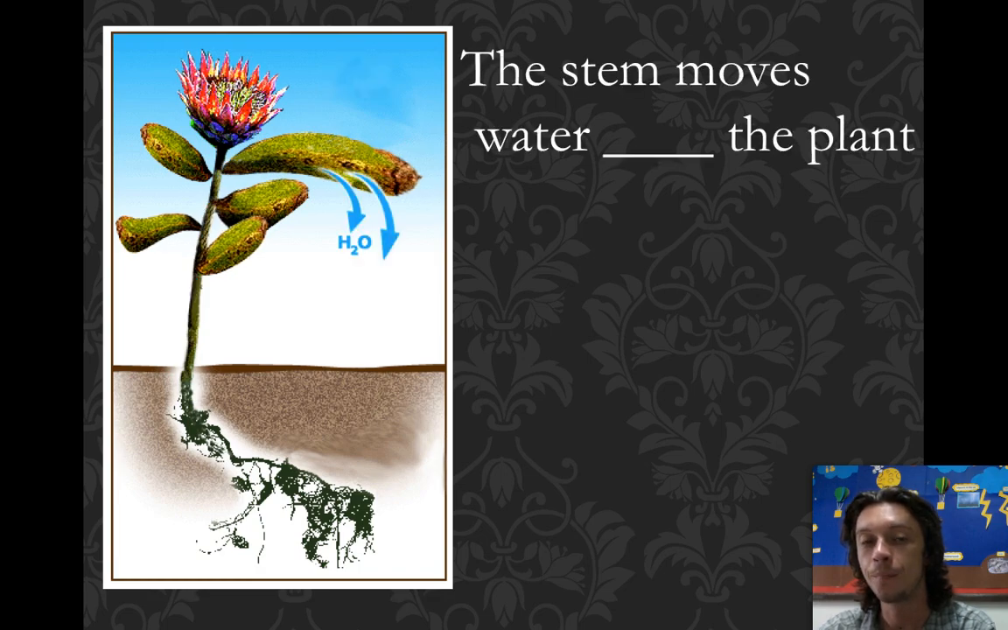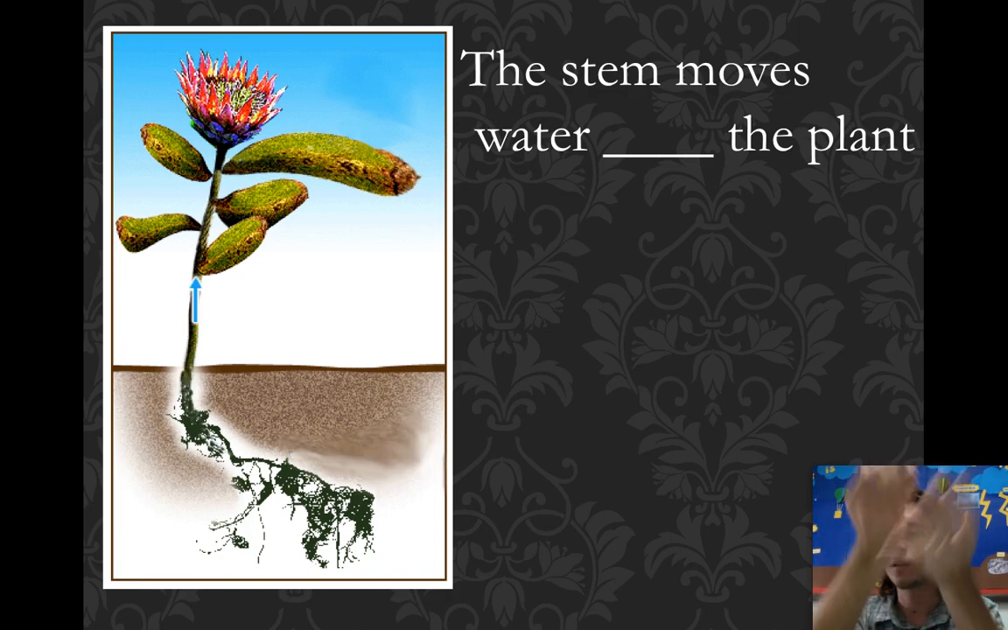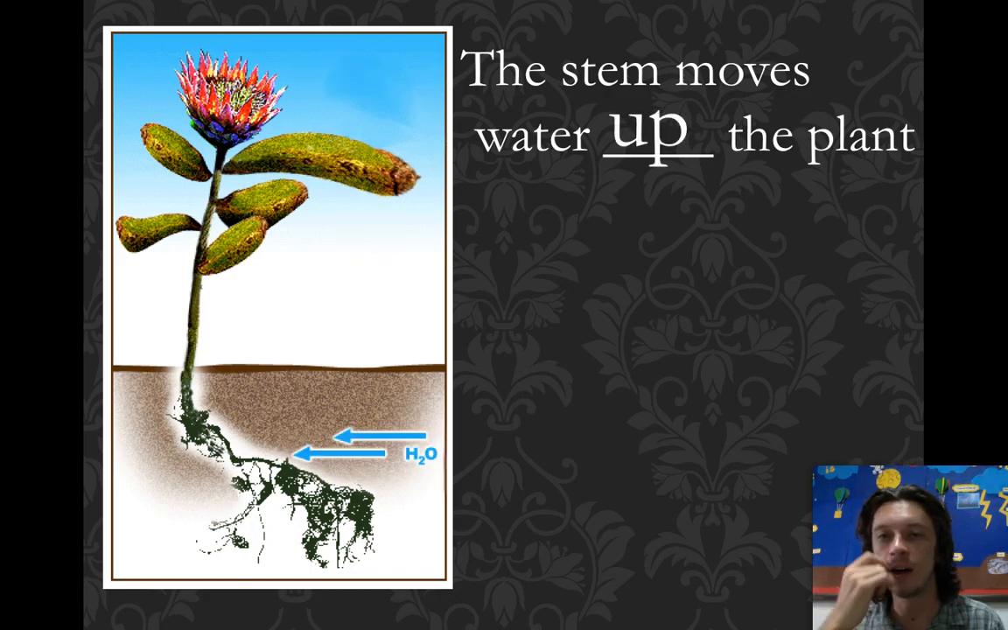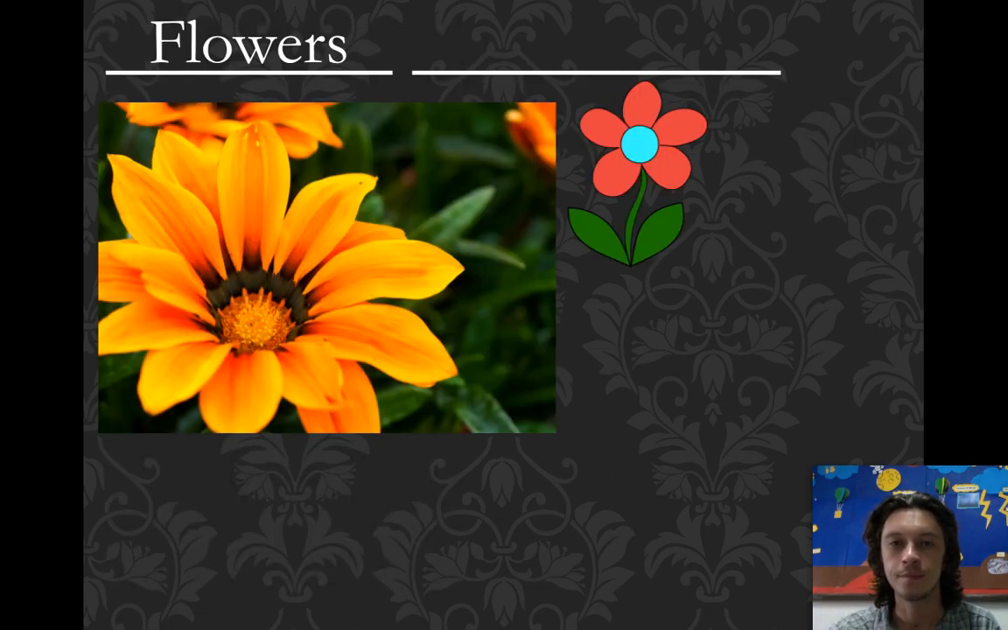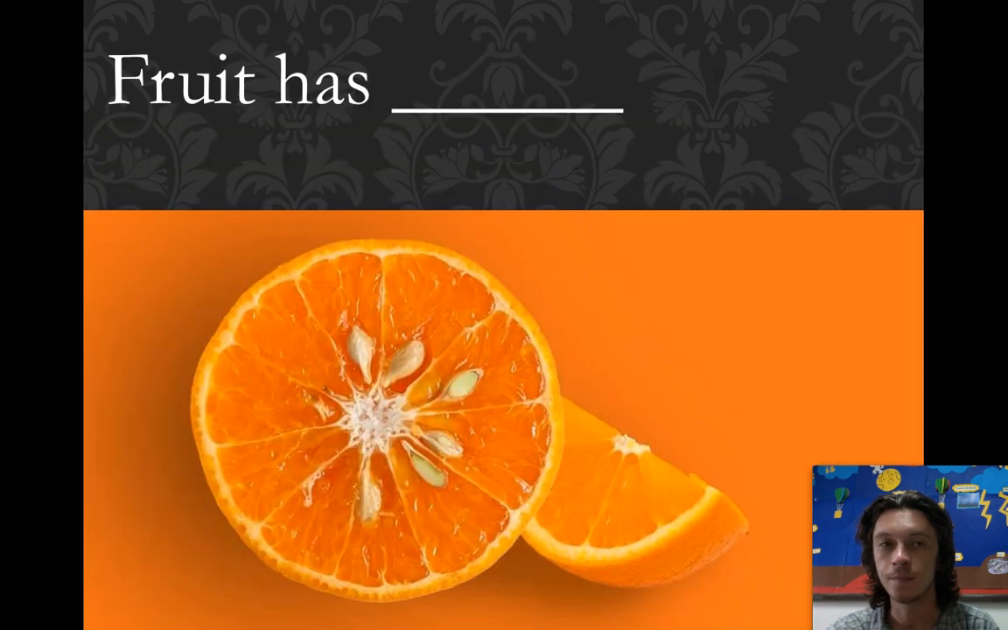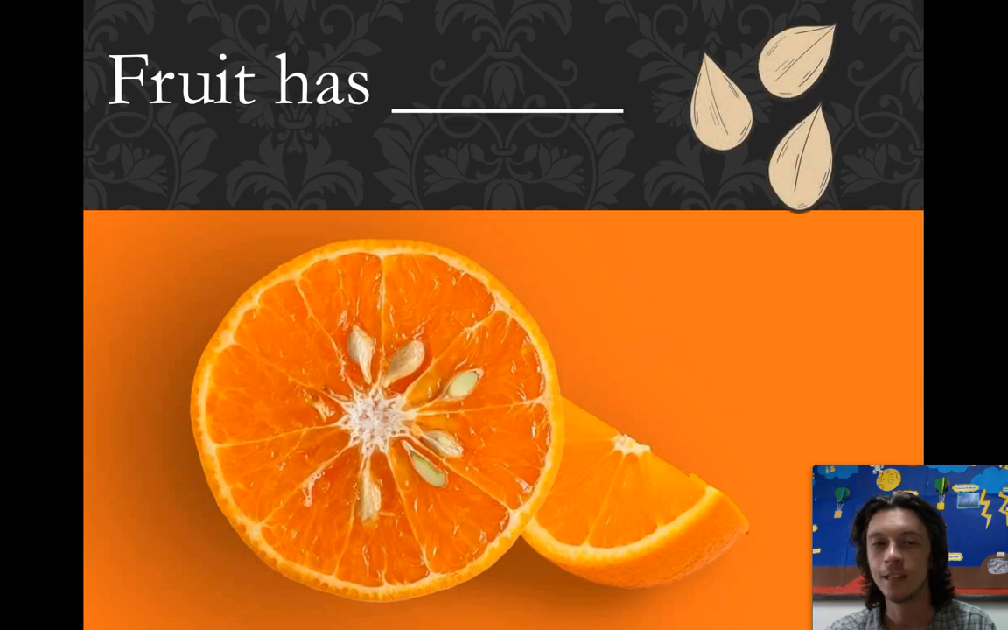The stem. The stem moves water up or down. The stem moves water up the plant. Flowers. Flowers make baby plants. Their main reason is reproduce. Flowers reproduce. Fruit. Fruit has very small seeds. Fruit has seeds.